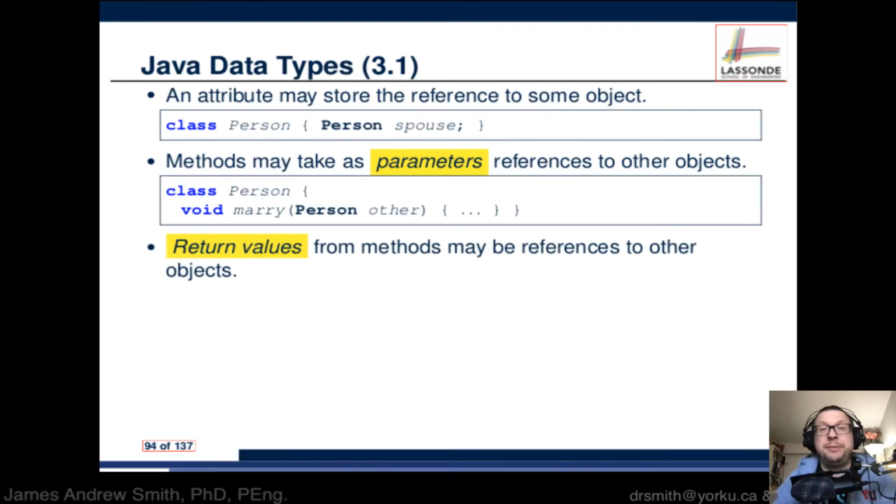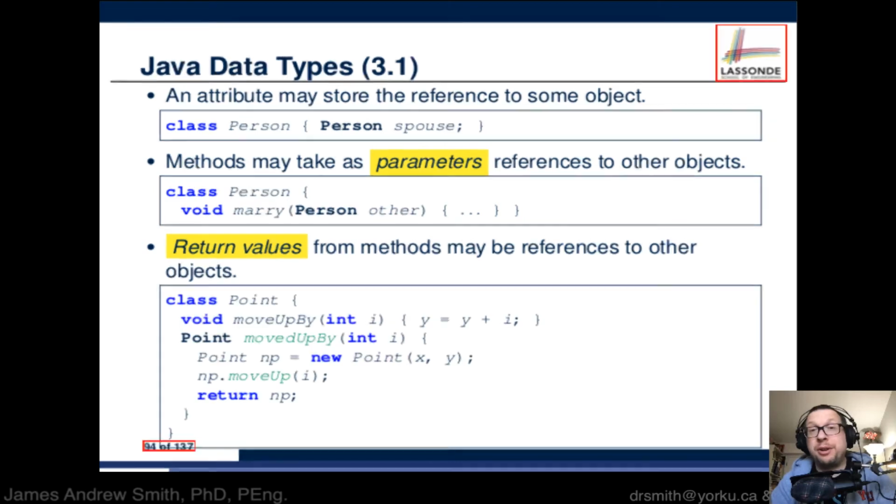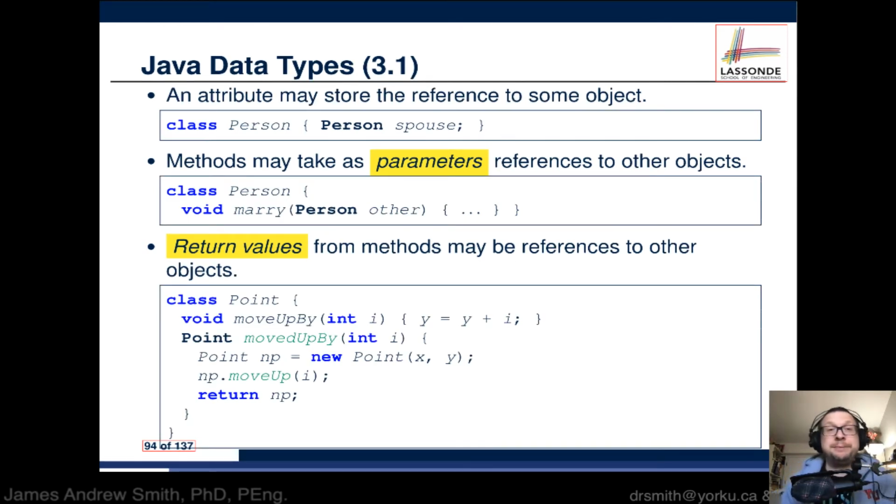You can pass it in as an input parameter. Return values from methods may be references to other objects. Here's an example right here. So here's a class that we can create objects of type Point from. And you can see right here, so we're talking about return values from methods may be references to other objects.